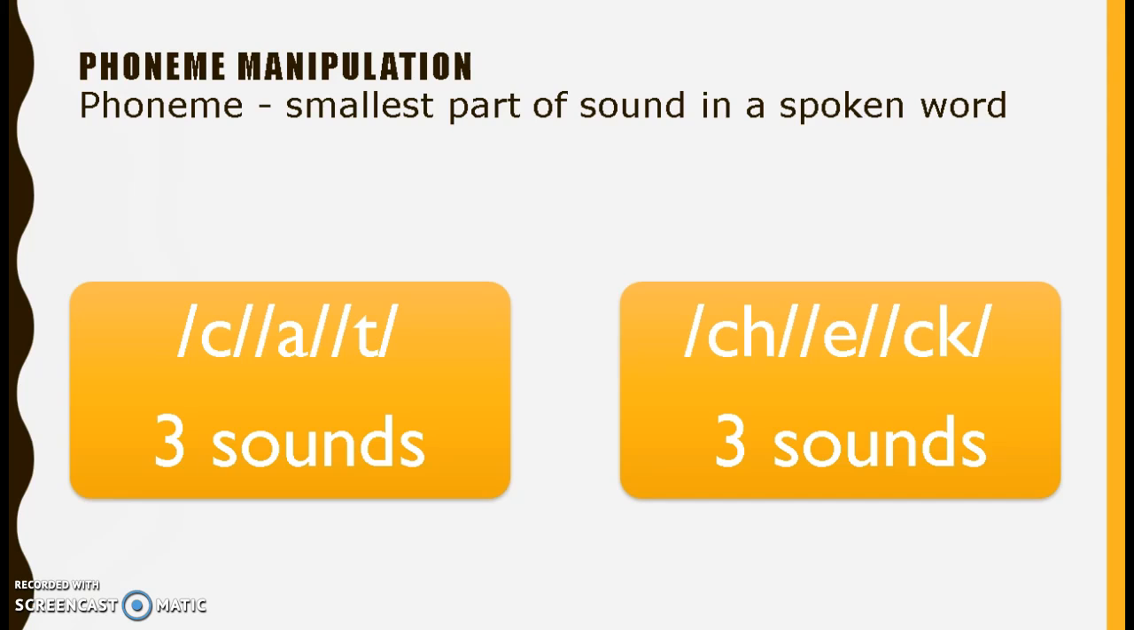All of these exercises fall under phoneme manipulation, but let's first define what a phoneme is. A phoneme is the smallest part of a sound in a spoken word. For example, in the word cat, we can hear three sounds: k, a, t. In the word check, the three sounds are ch, e, k. Notice that ch and ck are digraphs that are spelled with two letters but only count as one sound.